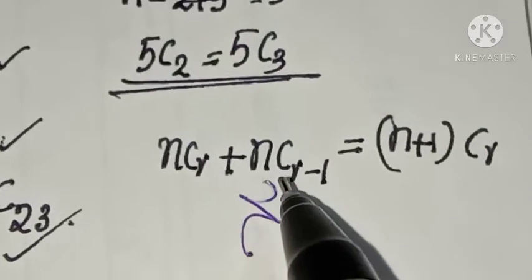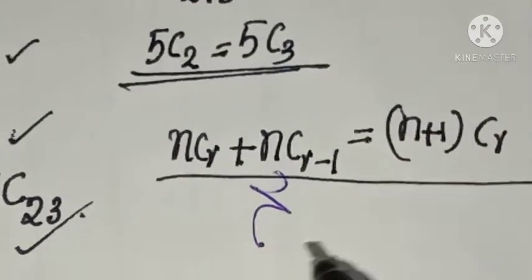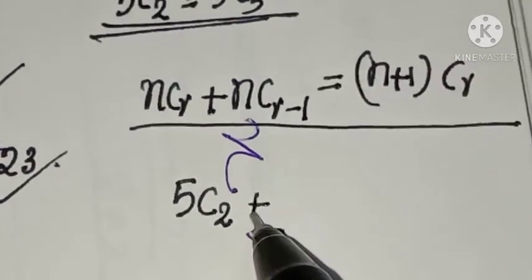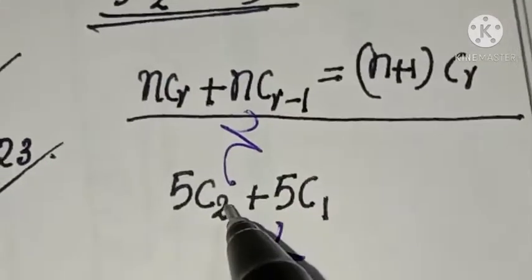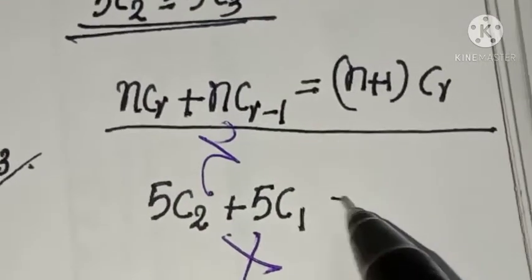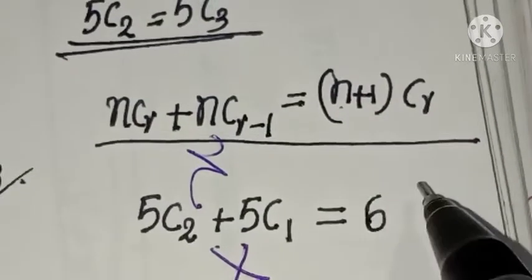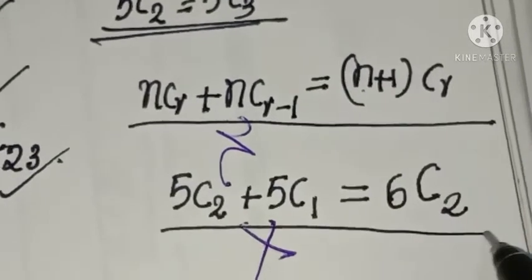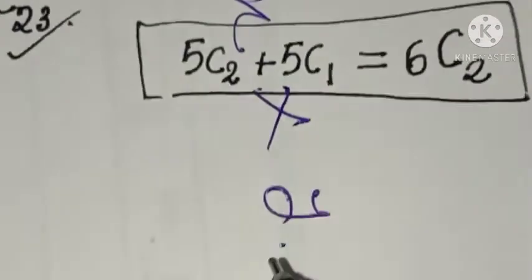nCr plus nC(r-1) is equal to (n+1)Cr. For example, 5C2 plus 5C1 is the same as (n+1)Cr, that is 6C2. Okay, 5C2 plus 5C1 is equal to 6C2.